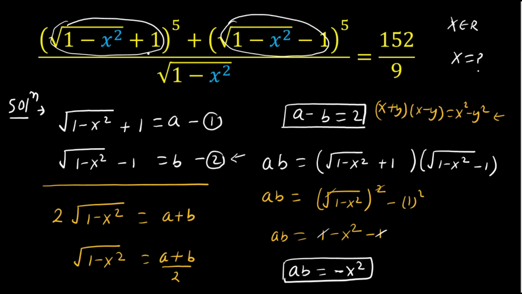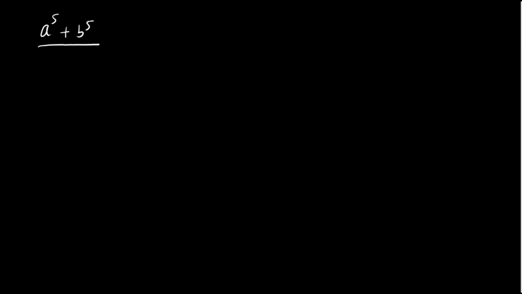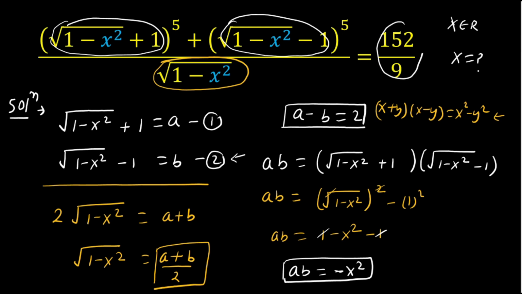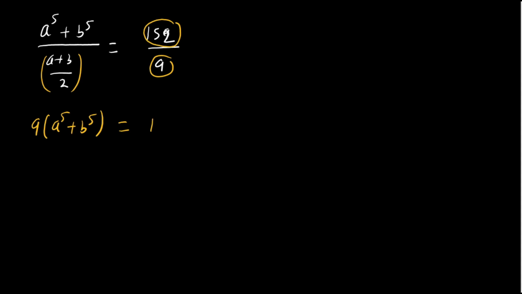Now the first expression is replaced by a and the second is replaced by b. Then in the numerator we have a power 5 plus b power 5, and in the denominator √(1−x²) is replaced by (a+b)/2. Then (a⁵+b⁵) divided by (a+b)/2 equals 152/9. Now 9 is multiplied by a⁵+b⁵, and this equals (a+b)/2 multiplied by 152.